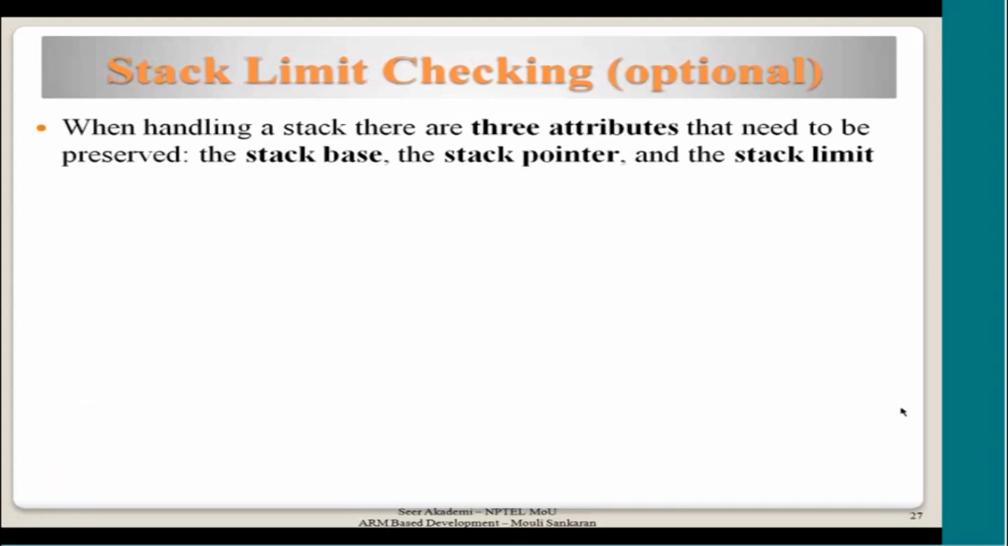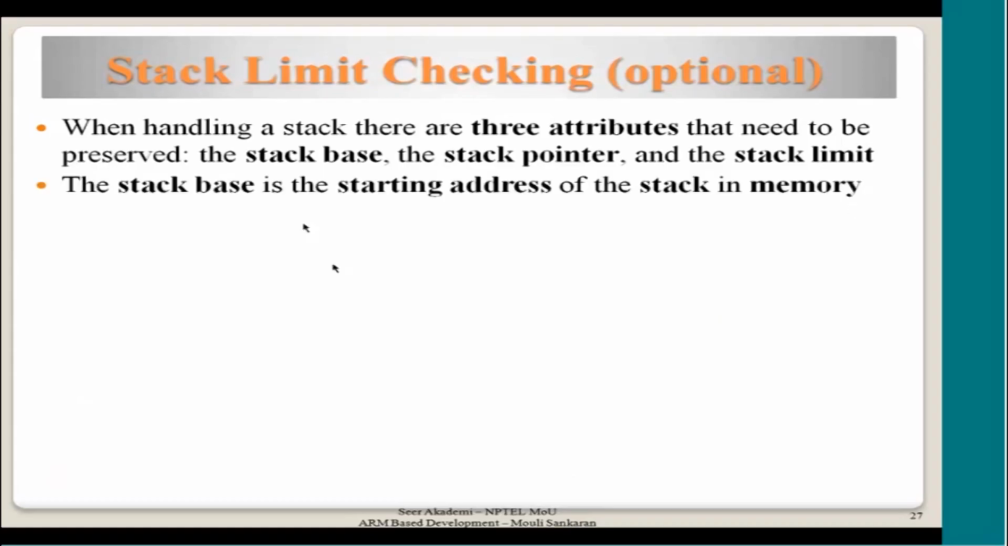Okay, so we are coming to the end stage. There is a possibility of stack overflow. So how do we handle that? I am just giving you a sample example as a logical conclusion of stack operations. So basically these are the stack base, the Rn, and the stack pointer, which is R13, and then the limit, beyond which the stack should not grow.